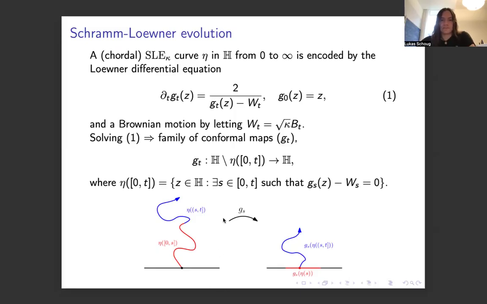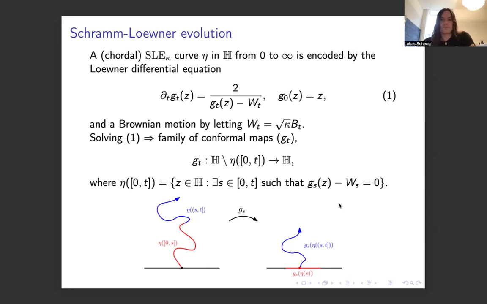And here you see this conformal map. It maps out the first s units of time for this curve to the boundary, and then the rest of the curve which follows is still a curve here in the upper half plane. And these satisfy a normalization so that they look like the identity at infinity.